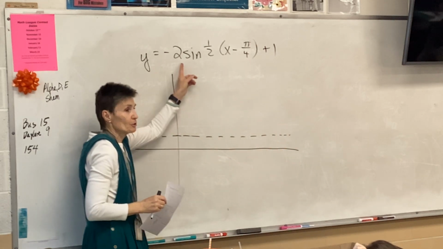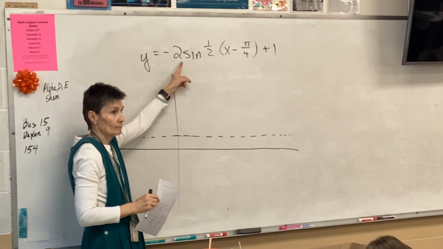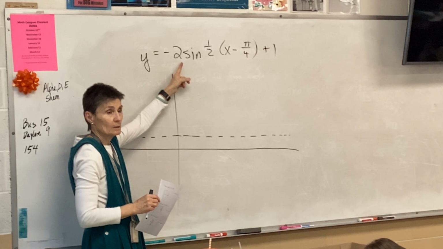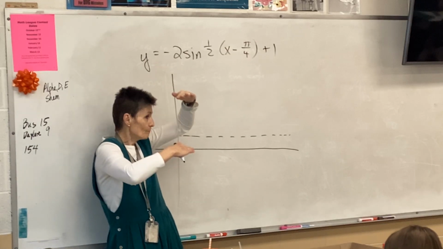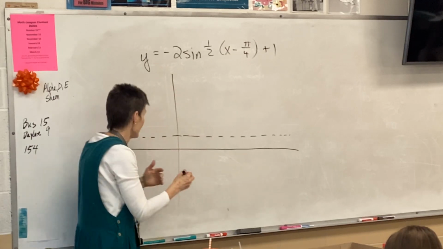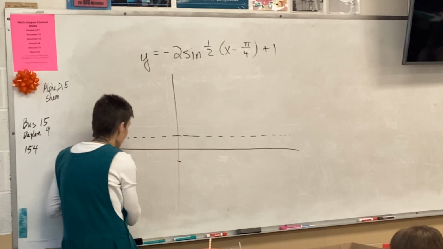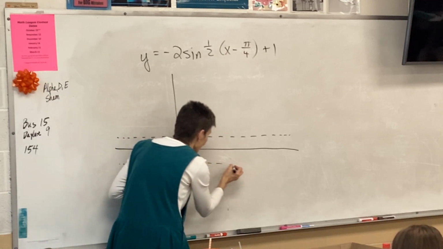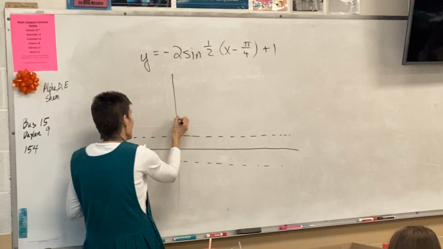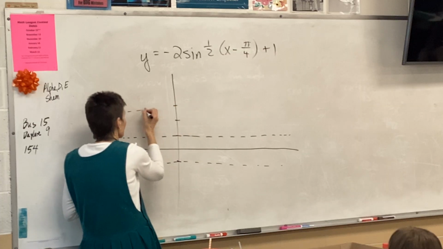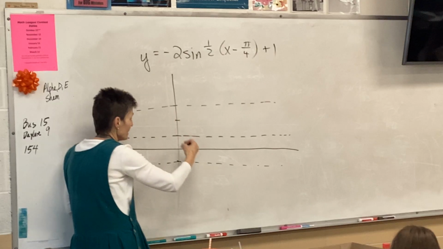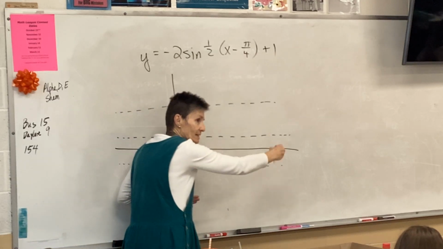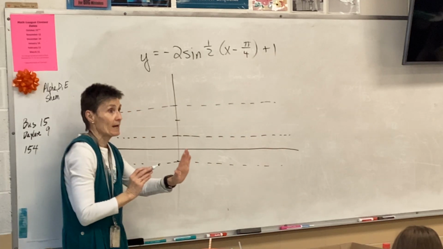Now the amplitude is 2, positive 2. Normally I would go negative 2 to 2, but now it's going to be negative 1, and I'm going to go ahead and just make another little dash line down here, and 3. Because that's going to help me keep my curve oscillating in there. You don't have to do that.